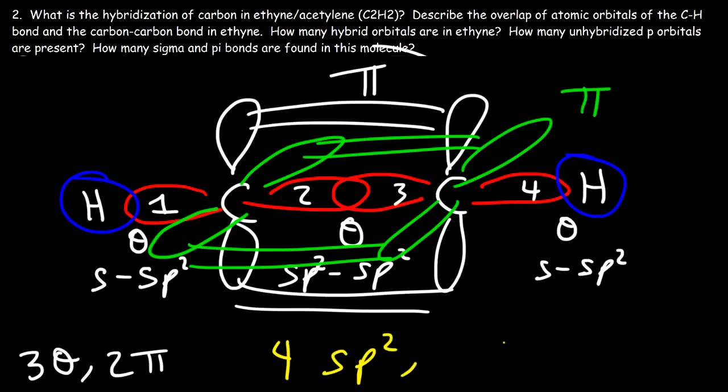4 unhybridized p orbitals. So this is the first one, that's 1. This here is the second one, that's number 2. And this is the third one, 3. And this is the fourth one, 4. So 1, 2, 3, 4. Those are the 4 unhybridized p orbitals. So I want you to understand that. And so that's it for this problem.